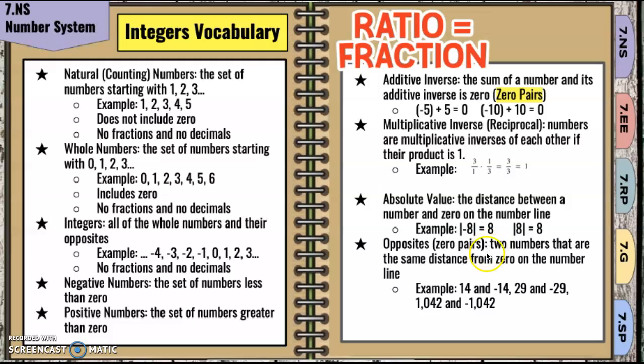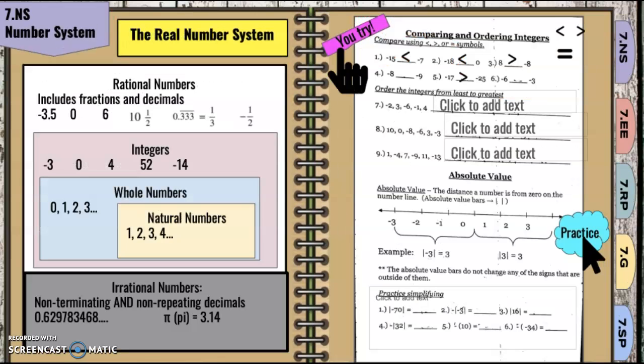And then you have opposites. Two numbers that have the same distance from 0 or the same absolute value, those are going to be called opposites. You see, the absolute value of negative 8 and the absolute value of 8 are both 8, so they're opposites. Same goes for 14 and negative 14, 29 and negative 29, 1042 and negative 1042. Those are opposites.